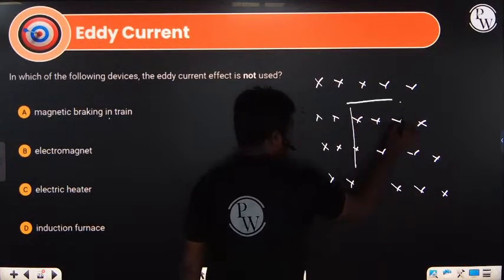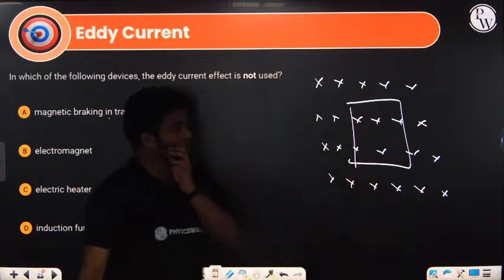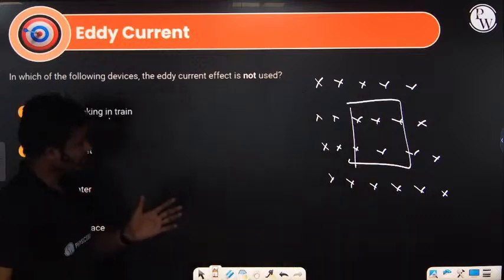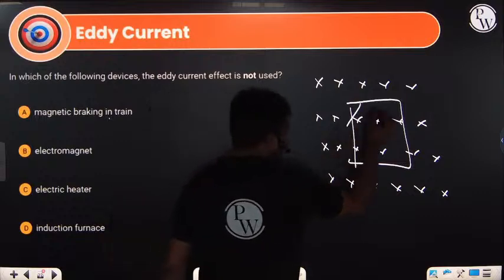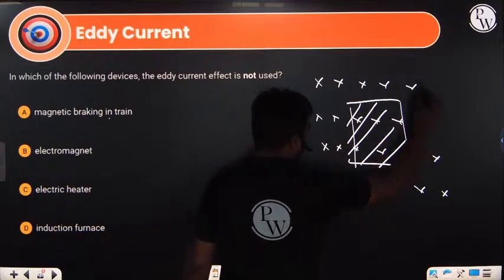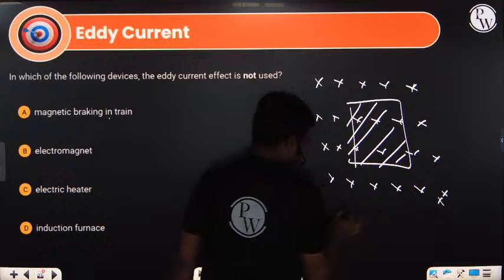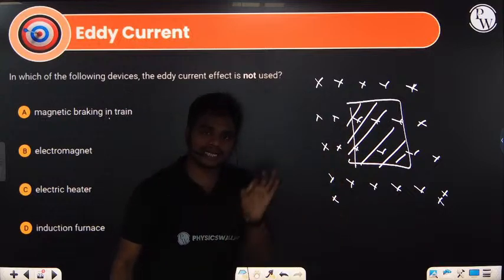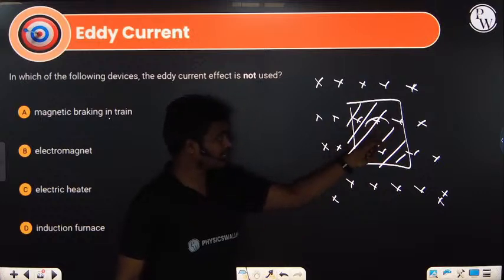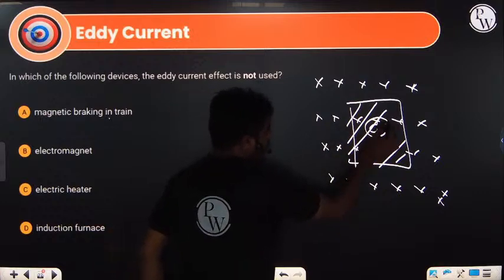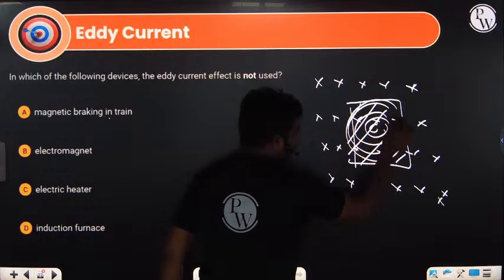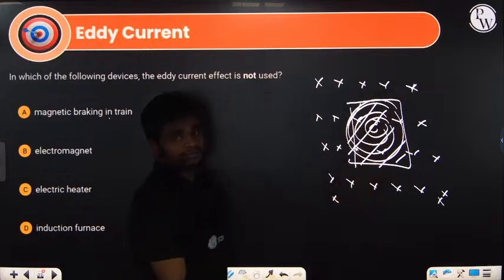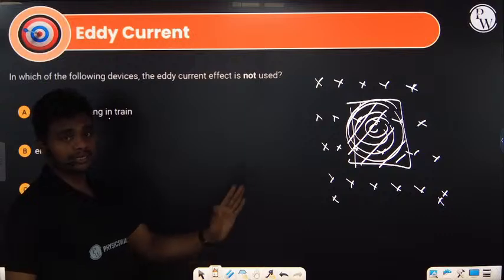Any metal is placed in a varying magnetic field. If a metallic surface is placed in a varying magnetic field, there will be an induced electric field generated. Because of that, current is generated in a circular manner. This current is generated because of the change in magnetic field across the surface of the conductor.